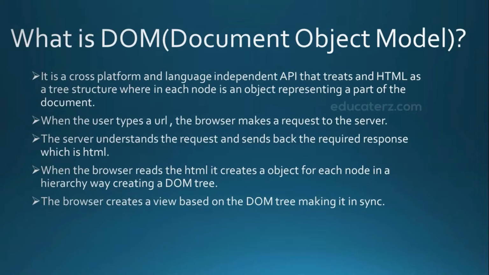As the browser reads from top to bottom, it first creates the object for the body tag, and then an object for the div tag, which is a child object of the body object. In this way, the browser goes on creating the nested objects, forming a DOM tree. After creation of the DOM tree, the browser creates a view which is in sync with the DOM tree. So the DOM API can be used to modify the DOM tree, like adding, modifying, and removing DOM nodes. As we make changes to the DOM tree, those changes will be reflected back in the view.